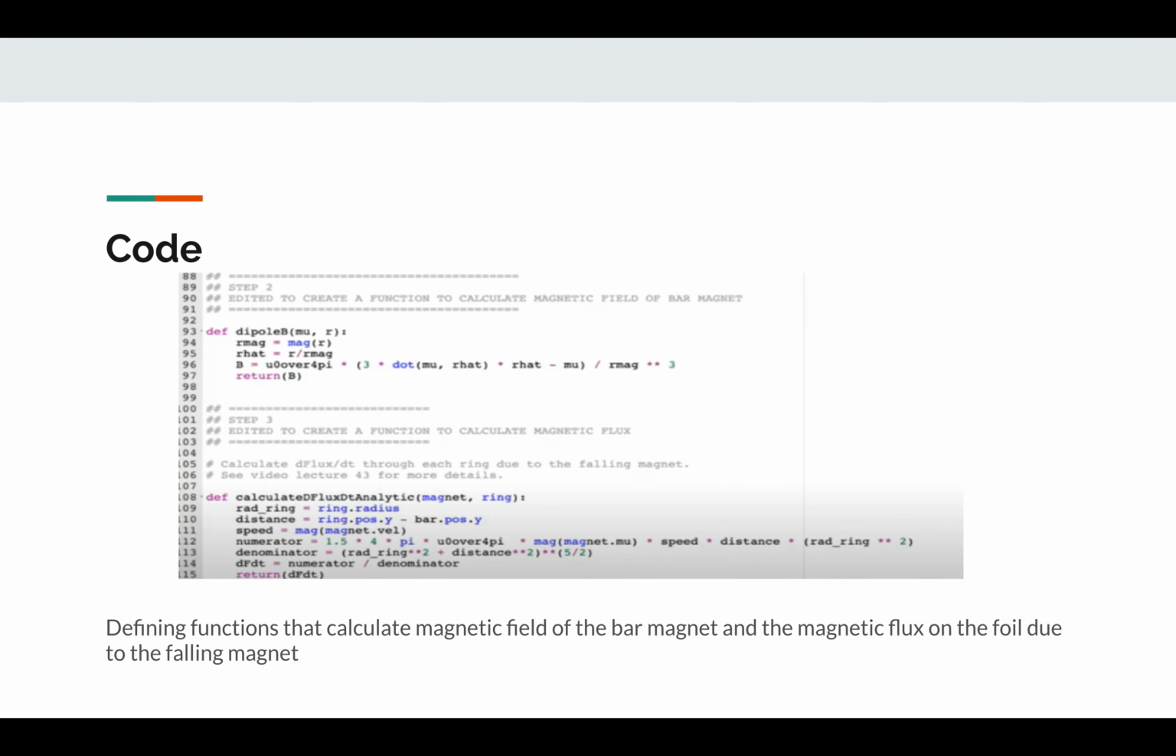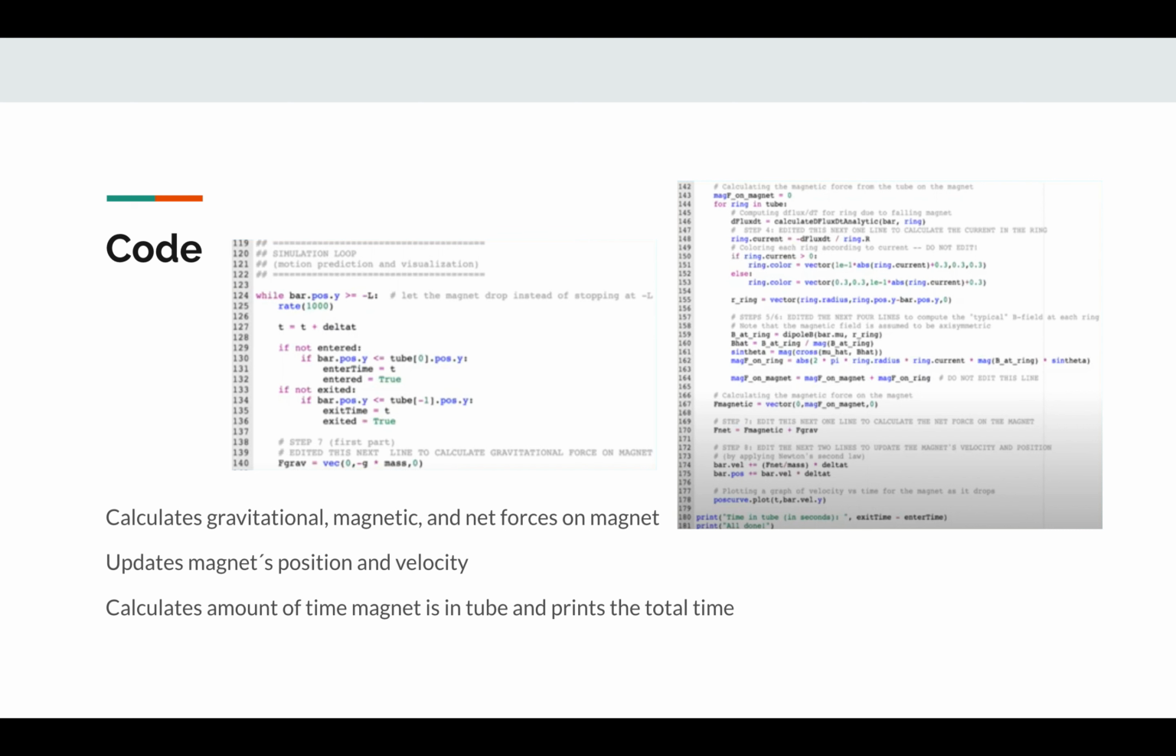These are functions that calculate the magnetic field of the bar magnet and the magnetic flux on the foil due to the falling magnet. And this is our code to calculate the gravitational, magnetic, and net forces on the magnet. And also this part of the code updates the magnet's position and velocity, calculates the amount of time the magnet is in the tube, and prints the total time.